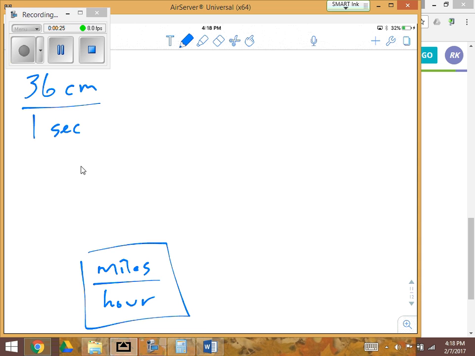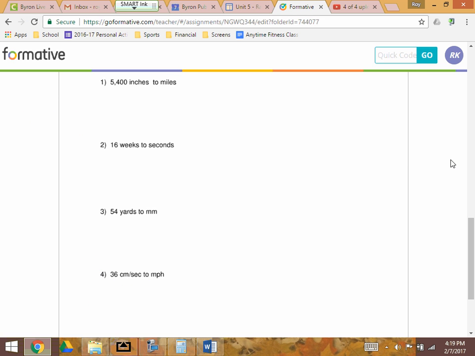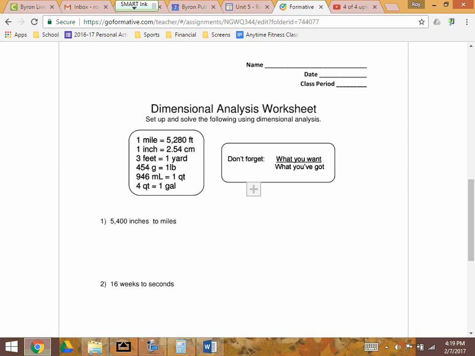So I've written it down here. We have 36 centimeters per 1 second, and we're trying to go to miles per hour. So the best thing to do is just convert one thing at a time. So I'm going to go ahead and change the centimeters to miles. So again, we want to get rid of centimeters.